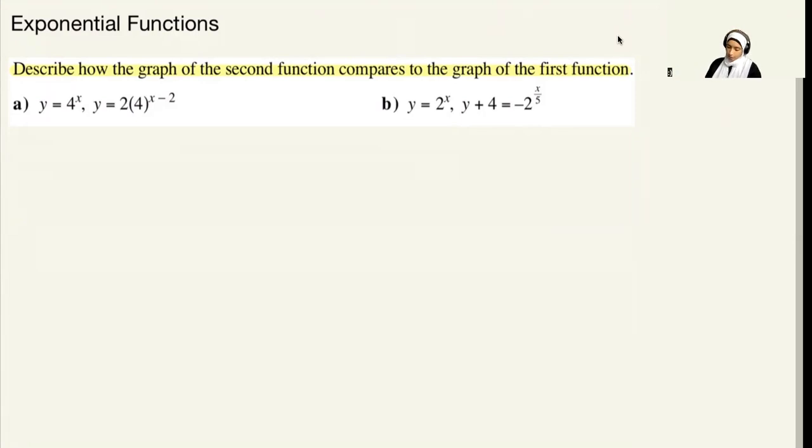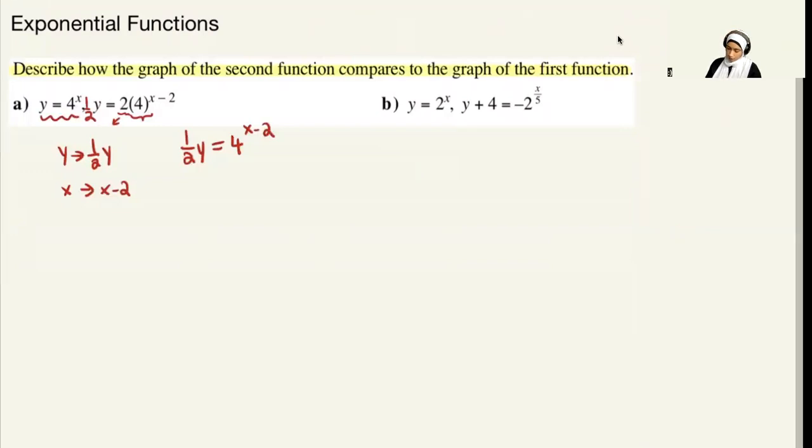We can see that if this was the original function, now we're taking this original function and multiplying it by 2. So if I bring this to the other side, then it's 1 over 2, and y was replaced by 1 over 2 y. The x was replaced by x minus 2. So we have this equation where 1 over 2 y is equal to 4 to the power of x minus 2. So what kind of transformations happen?